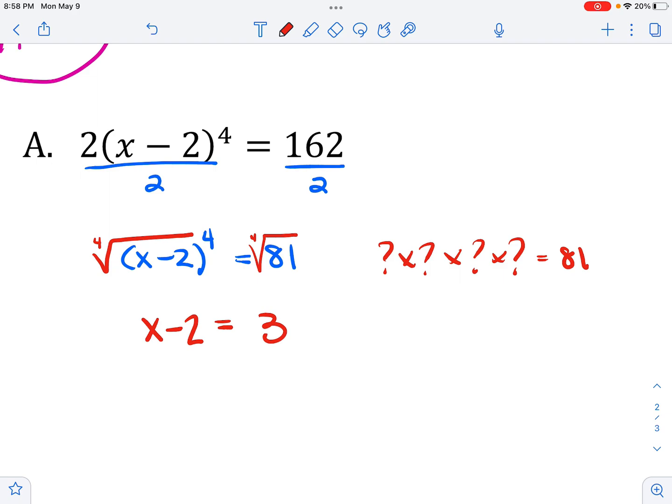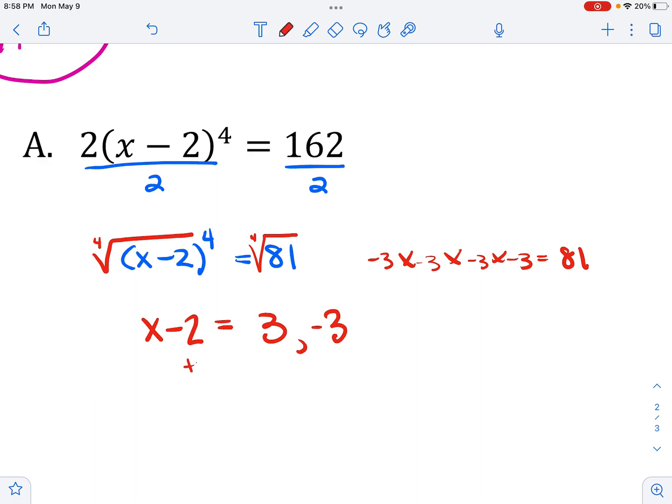Except the other answer I'm always worried about is, is this a possibility as well? If I multiply negative 3 four times, am I going to get 81? Because if I do, I should keep that answer, right? So negative 3 times negative 3 is 9. That's a 9. 9 times 9 is 81. So let's keep that. All right, and then I'm going to add a 2.